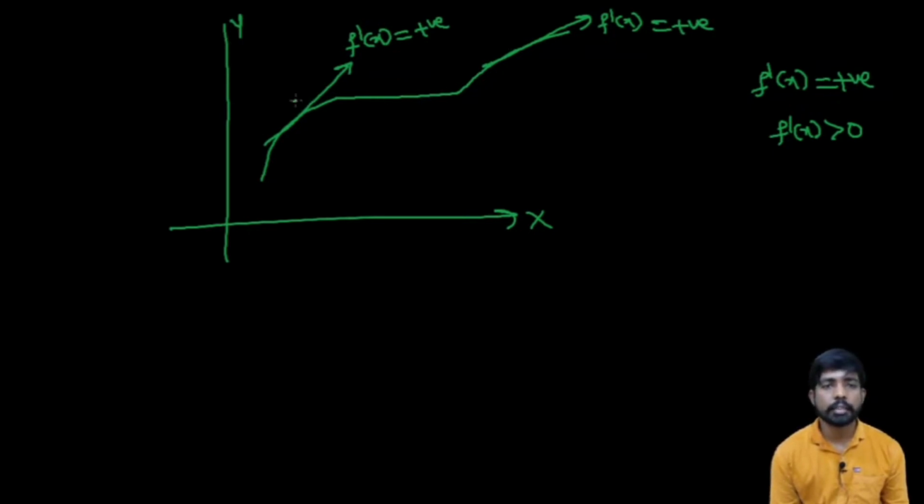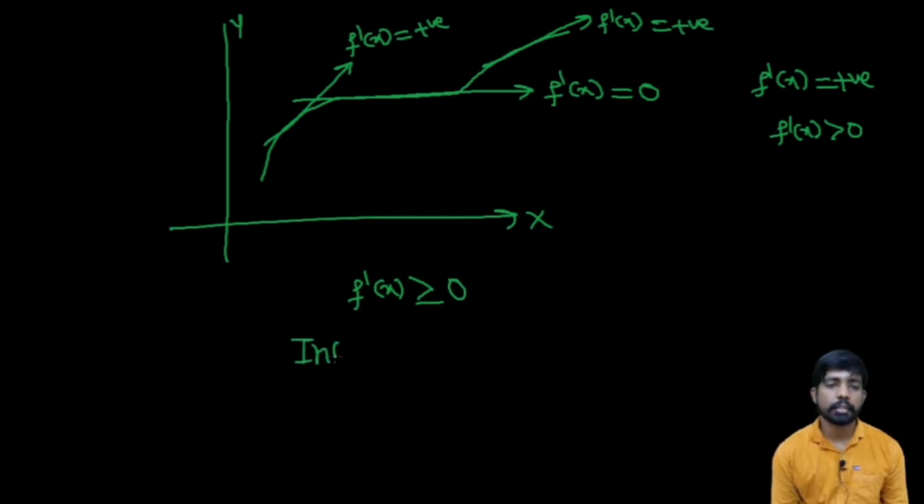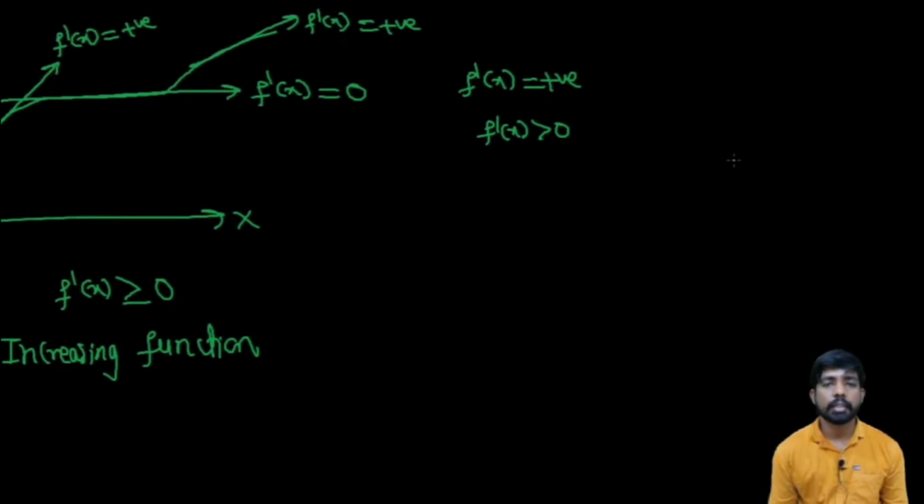If I draw a tangent at the middle, f dash of x, the slope, is 0. So from here we can see the slope is either greater than 0 or equal to 0. Therefore, this is the increasing condition. This is the increasing function condition.